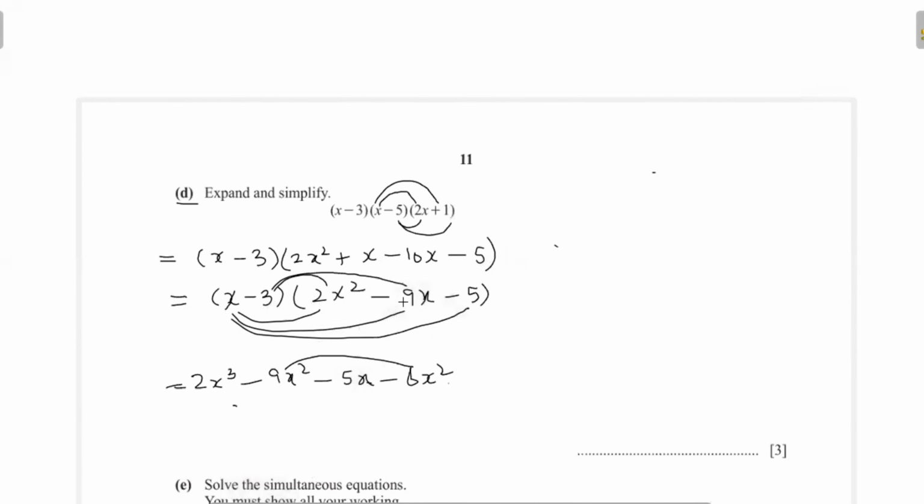Now, minus 3 multiplied by minus 9x, this will be equal to plus 27x. Minus 3 multiplied by minus 5 is plus 15. Therefore, we can write 2x cubed is written as it is. Minus 9 minus 6 is minus 15x squared. Minus 5 plus 27 is plus 22x. Plus 15 is written as it is.